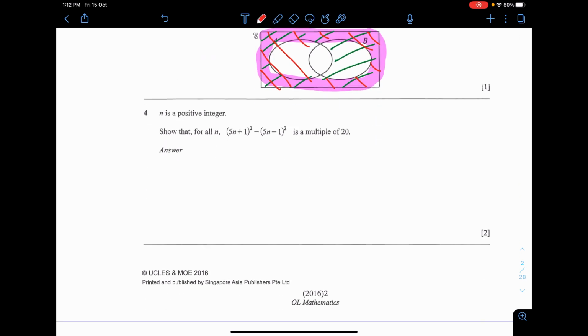Question 4. Positive integer n, show that this thing here is a multiple of 20. I'll need to expand this, but I realized that this is actually a square minus b square. If I factorize that, I'll get a plus b, a minus b. Now the a and the b are in terms of brackets, 5n plus 1 and 5n minus 1.